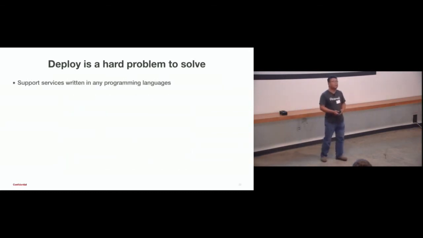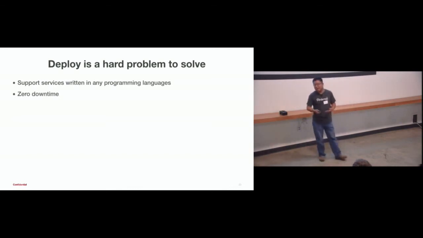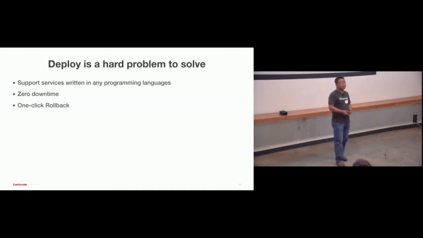And the list goes on, right? We want to support all the services internally at Pinterest, written in different programming languages. That's a challenge. We want to keep zero downtime. Just because we are deploying doesn't mean Pinners get affected negatively. And we want to support one-click rollback. And it has to be one click, right? Because in the middle of a crisis and panic, you want to reduce the complexity as much as possible.